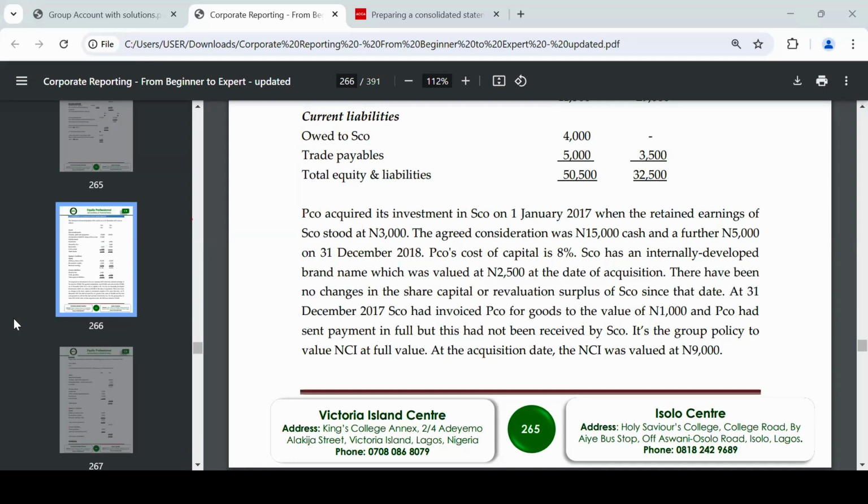So I think the 5,000 would be unwound. So it would be 5,000 into brackets 1 plus 8% raised to the power of -2. Okay. Yes. And then any figure we get there, we get the interest portion, which we put in the finance cost.